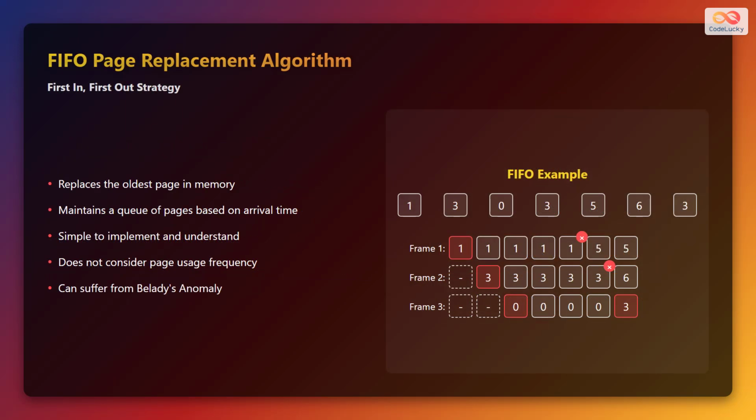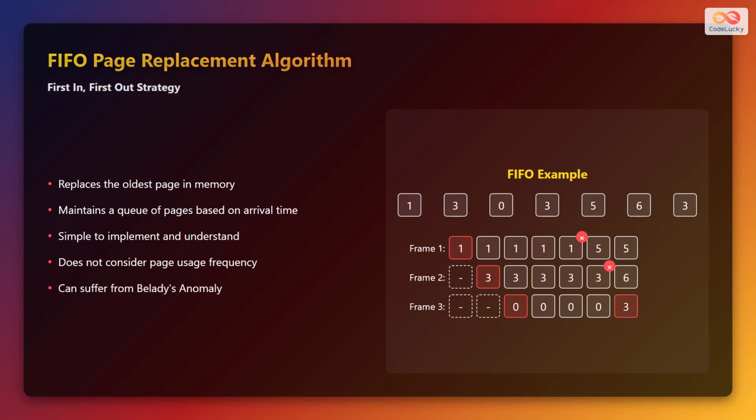Now let's understand the FIFO page replacement algorithm. FIFO stands for first in, first out. It replaces the oldest page present in the memory. It maintains a queue of pages based on their arrival time. FIFO is pretty simple to implement and easy to understand. But it doesn't consider the page usage frequency. Also, it suffers from Belady's anomaly.